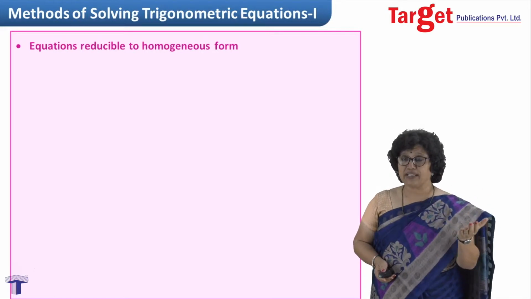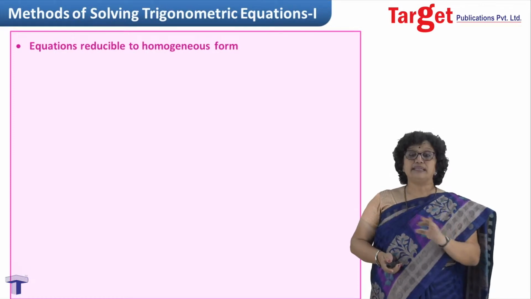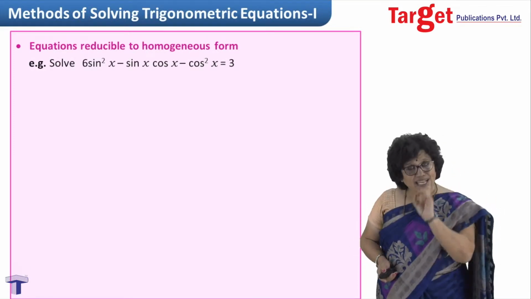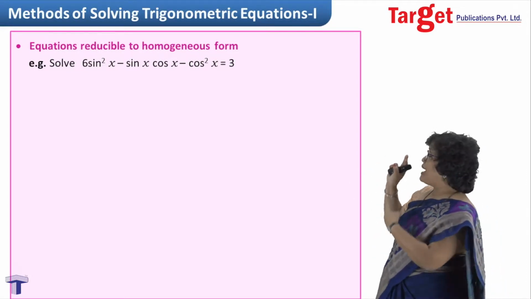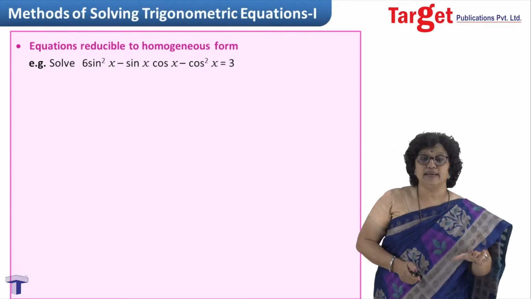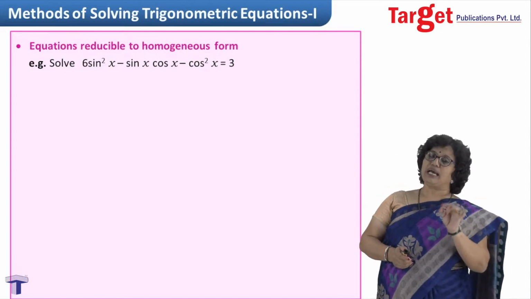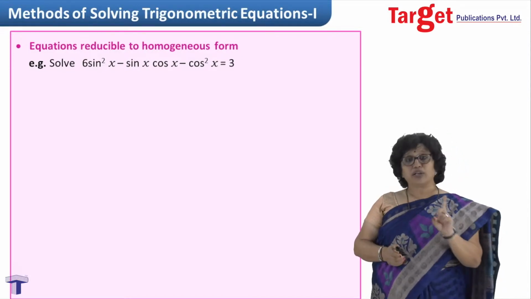Then only I can explain further. Now homogeneous means every term has the same degree. So one example, if I have written here 6 sin square x minus sin x cos x minus cos square x equal to 3. Now this equation is not homogeneous. Left hand side, each term has degree 2, but right hand side, it's a constant. So it is not homogeneous.